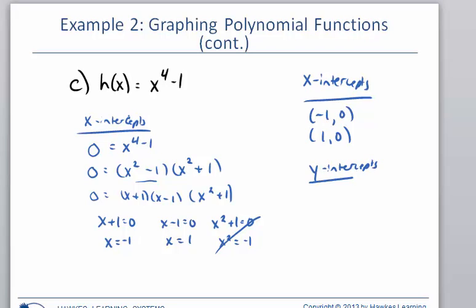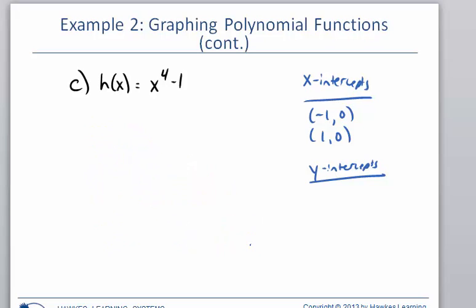All right, let's look at our y-intercepts. Remember, for the y-intercept, you are going to set the x equal to 0. So if you take your function and plug a 0 in for the x, you're going to have y is equal to 0 to the fourth minus 1. Y is equal to negative 1. And the x would be 0. So a y-intercept of 0, negative 1.